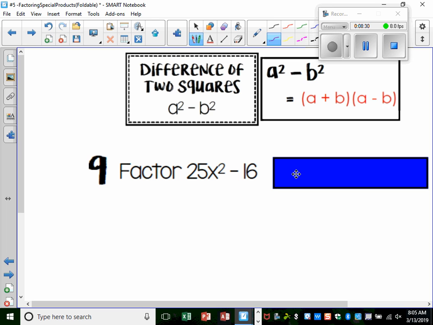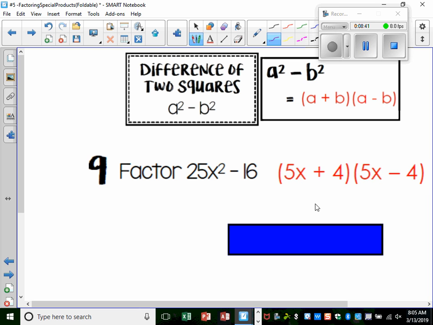All right, what do you think? What do you think my answer would be for this one? Just take the square root of each one and put a plus and a minus. Yes? 5x plus 4 and 5x minus 4. That is correct. 5x plus 4, 5x minus 4. And again, this special situation you have to be able to recognize. Okay, two perfect squares with a minus sign.